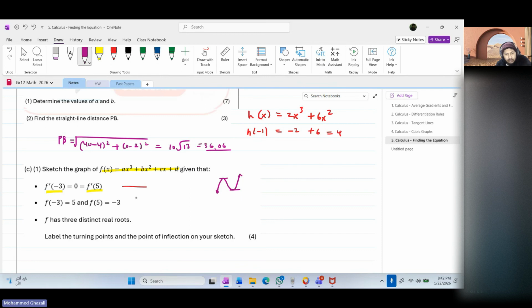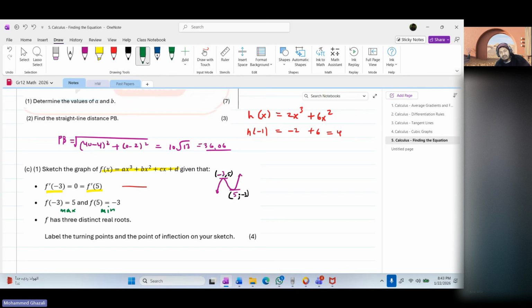We can see that one point is -3 and another point is 5, the x values of the turning points, right? F of -3 is 5. So I'm putting some values here. F of -3 is 5, right? And f of 5 is -3. So this is a positive cubic function because I can't get anything else. They're telling us at -3 is a higher value, and at 5 is a lower value. So this f of 5 over here is basically a minimum, and that's a maximum by substituting.